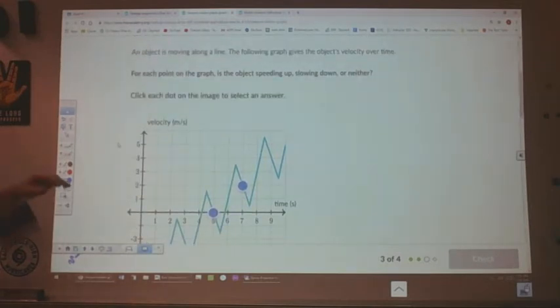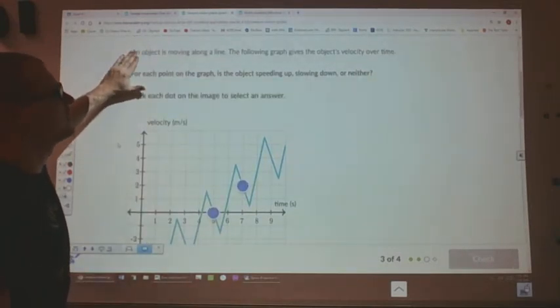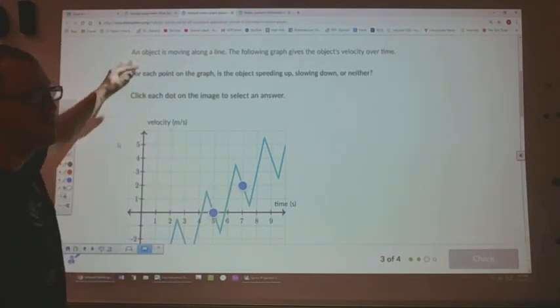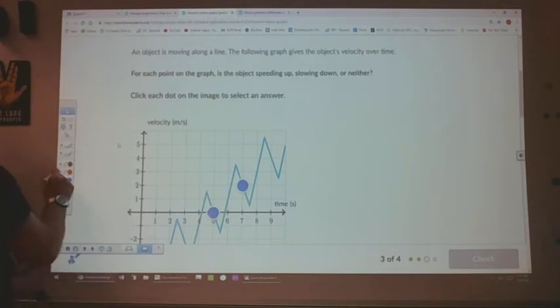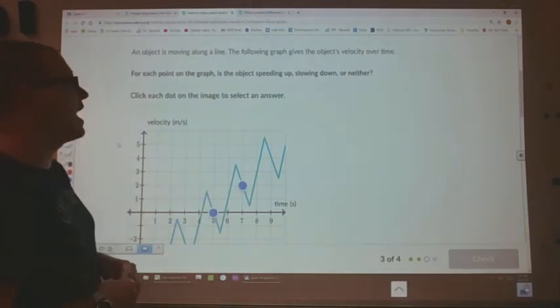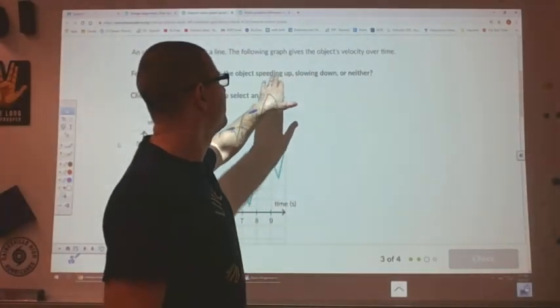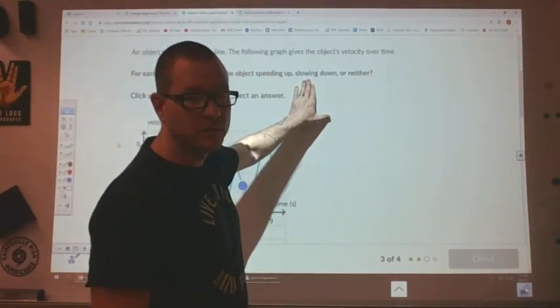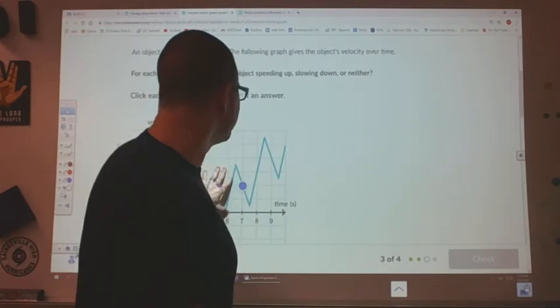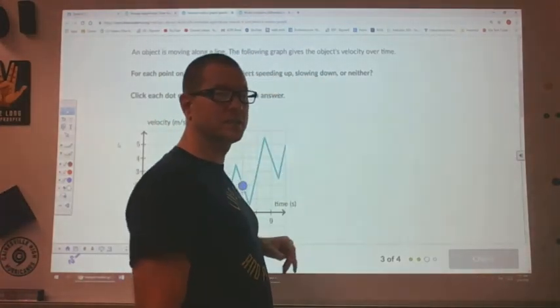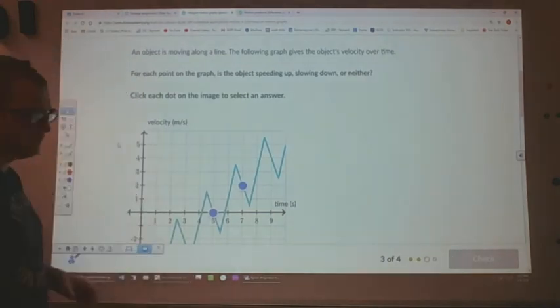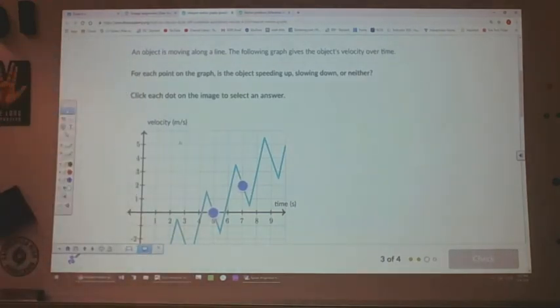An object is moving along a line. The following graph gives the object's velocity. So how fast it's traveling. For each point on the graph, is the object speeding up, slowing down, or neither? That is acceleration. So we're given the velocity graph, but we need to read the acceleration. That's its derivative. So now we've got 2 things going on.